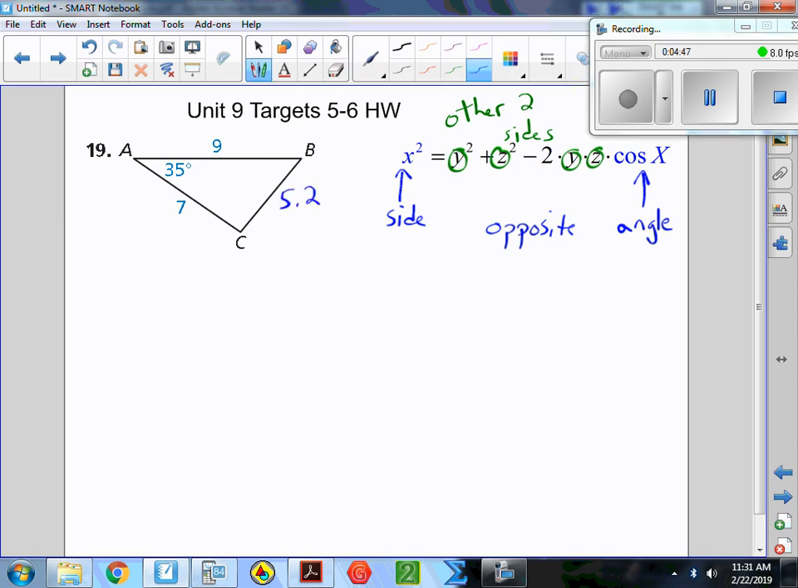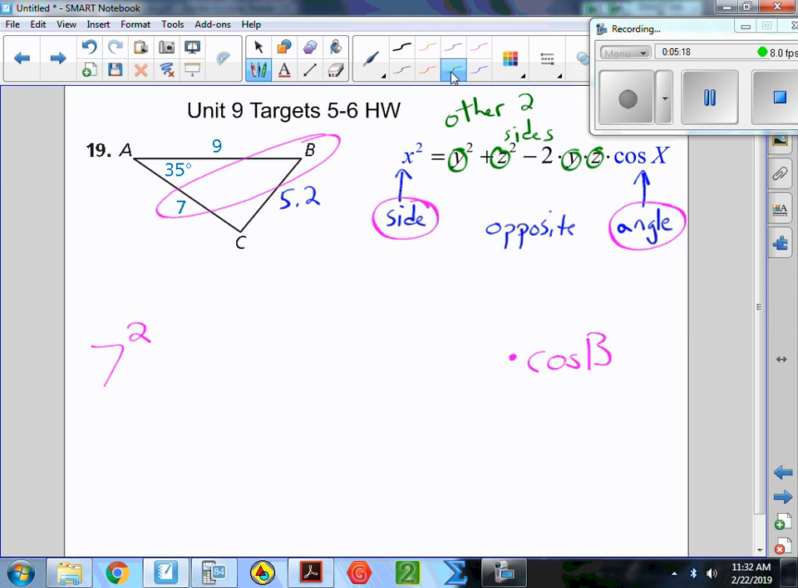And now I'm going to focus on another angle. So I'm going to use the same structure, pick an angle. You can choose angle B or angle C. I'll do angle B. I'm going to use the angle and the side opposite it. So my side is going to be side B, which is a 7. My angle is going to be cosine of angle B because that's the angle I want. So I start with a 7 squared, and I'm going to end with times cosine B.